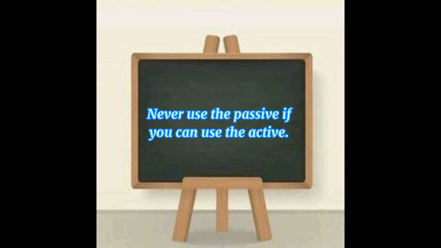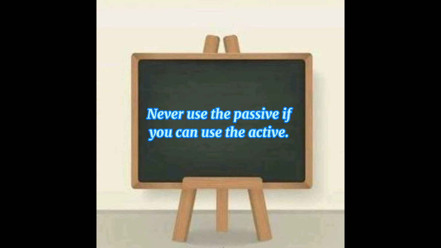Next, prescriptive rule is never use the passive if you can use the active. So, English verbs have two voices, the passive voice and the active voice. So when we say active voice, a sentence has a subject that acts upon its verb, while passive voice is a subject as a recipient of a verb's action.